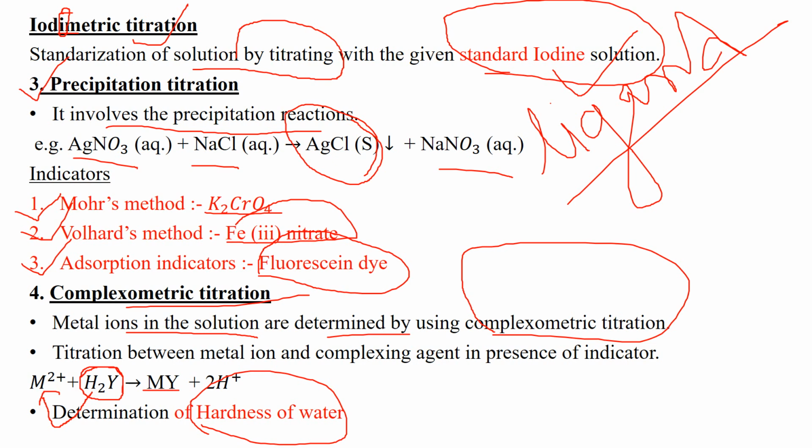In complexometric titration, indicators are also used. And the indicators in complexometric titrations are also complexing agents, right? Indicators are also ligands. So these are the different types of titrations. Acid-base titration is very important. However, redox titration, precipitation titration, and complexometric titration are not so important for you from the point of view of examination.